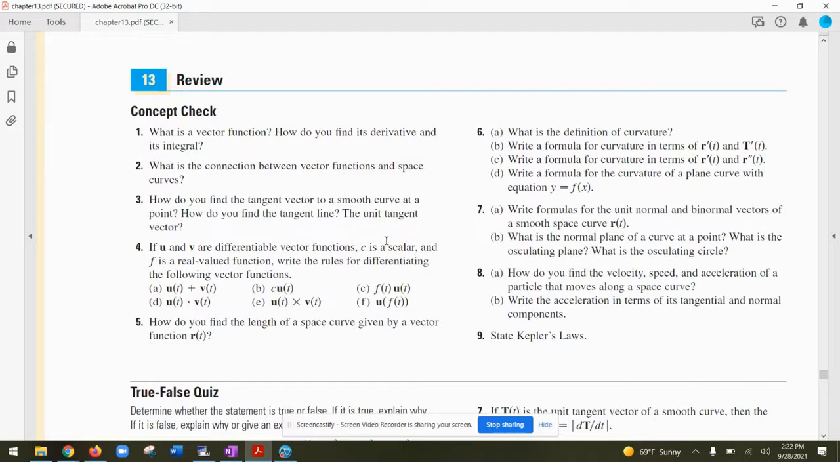And then a of t is the derivative of velocity, r double prime or v prime. Good. And then part b we haven't learned yet, right? The acceleration in terms of its tangential and normal components. We'll learn that soon. Kepler's laws we're never going to do.